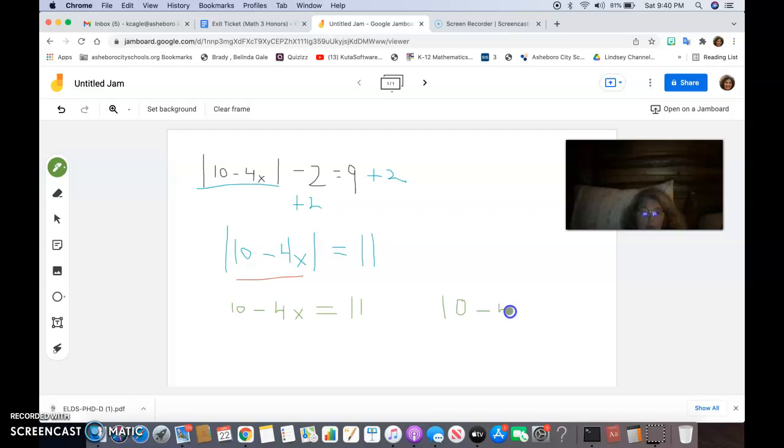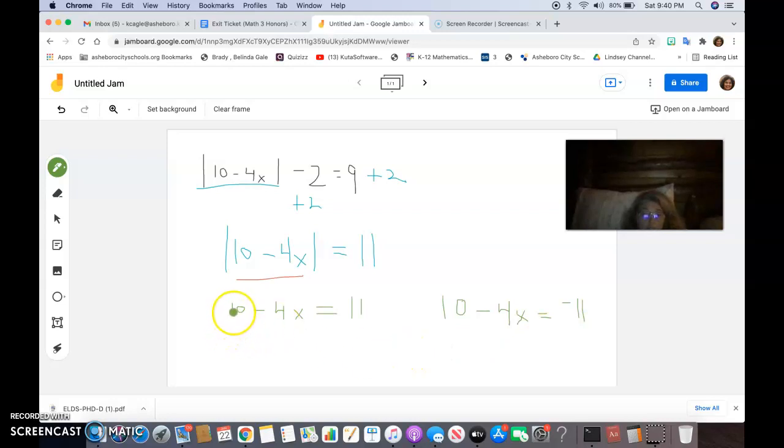And then I would also have another problem that says 10 minus 4x equals negative 11. And then I would solve the problem.